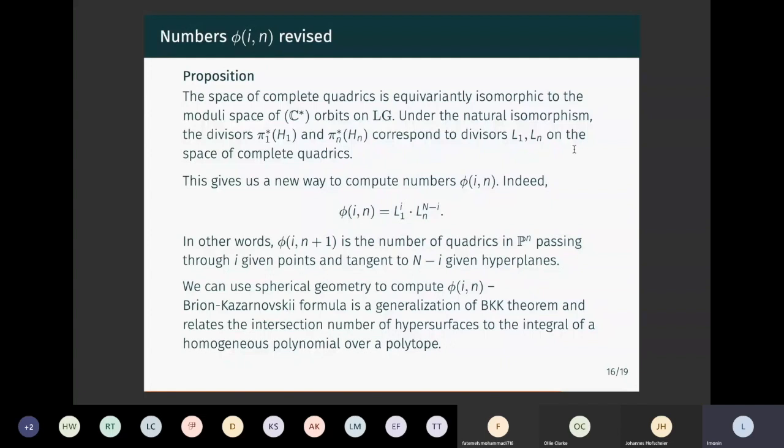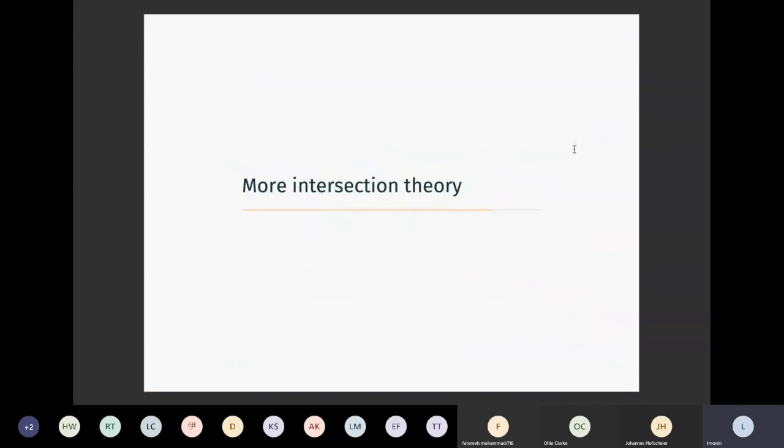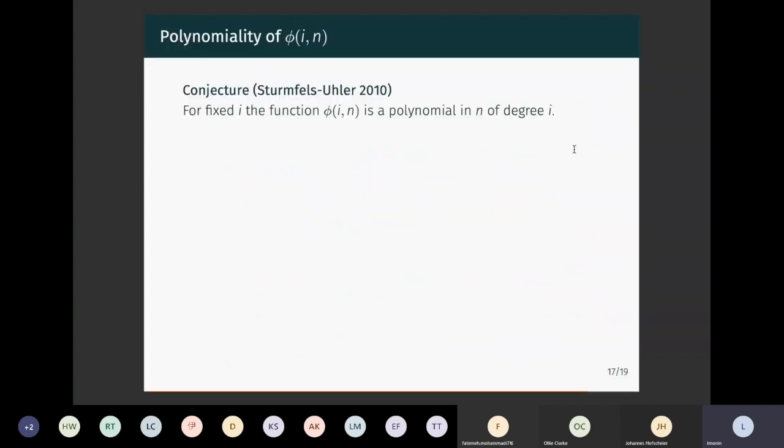Okay, so now let me talk a little bit more about some more intersection theory of this space of complete quadrics. First, I told you a number of reformulations, but let me tell you a little bit about some results which we got.